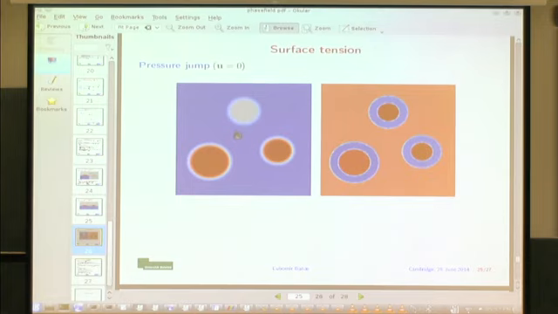But the difference between the pressure inside this bubble and outside should be proportional to the curvature, and here the curvature is smaller than here, so the jump should be less. It's not visible, but you can also see that the difference between the two is smaller than between the two other droplets. It's not possible to see this on the projector, unfortunately. So this is just a qualitative demonstration of the interfacial tension, how it works in the canonical model.